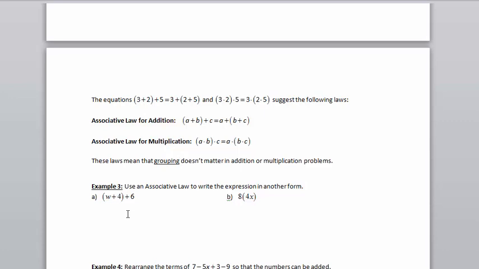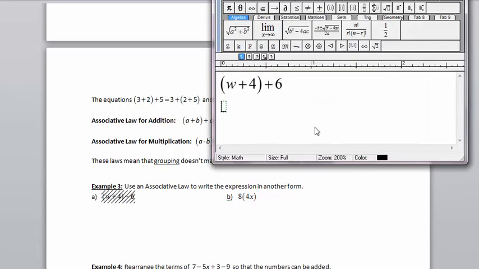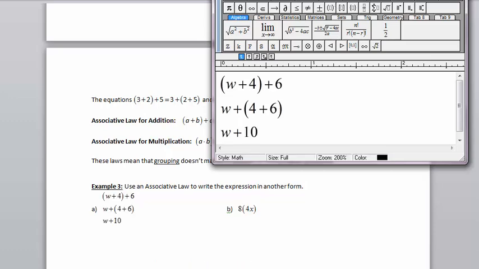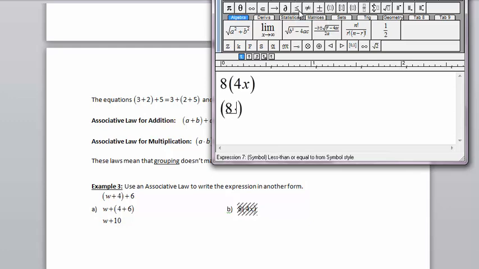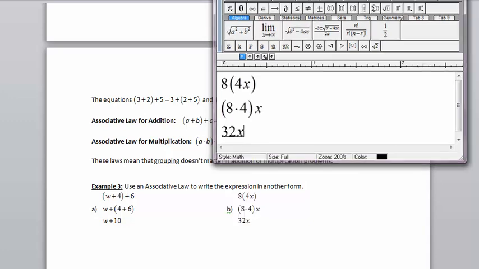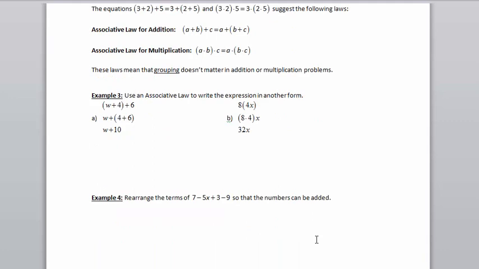So let's use the associative law to rewrite the following expressions. The associative law is going to say I can regroup this to W plus the sum of 4 and 6. And I know what the sum of 4 and 6 is, so that's going to allow me to write this as W plus 10. In the multiplicative case, the associative law is going to allow me to regroup this to multiply 8 times 4, then times x. That's what allows us to multiply 8 times 4 to be 32x. So it's the associative law that's allowing us to simplify these expressions.